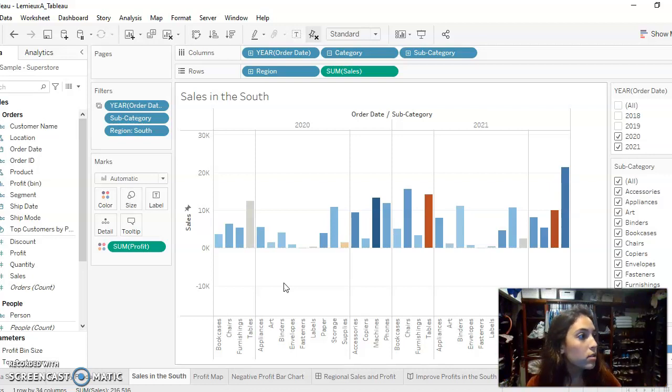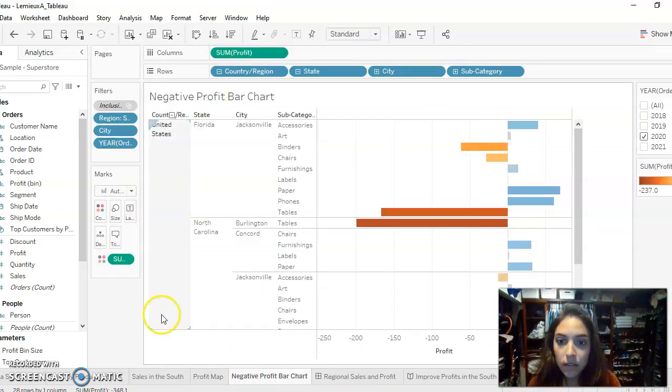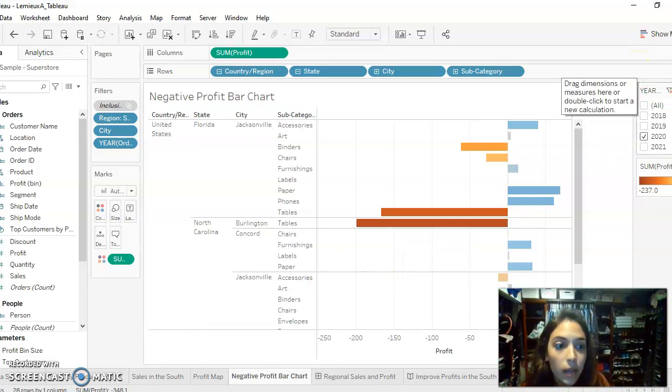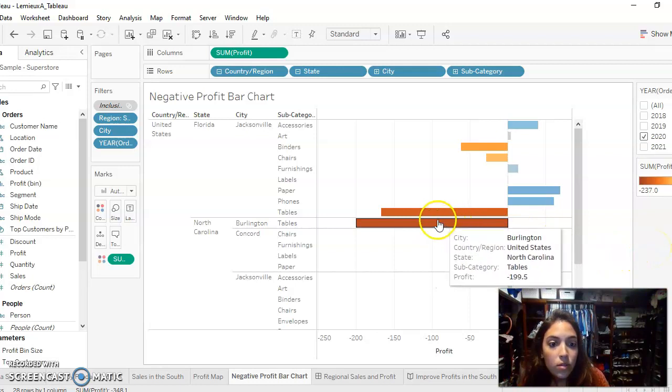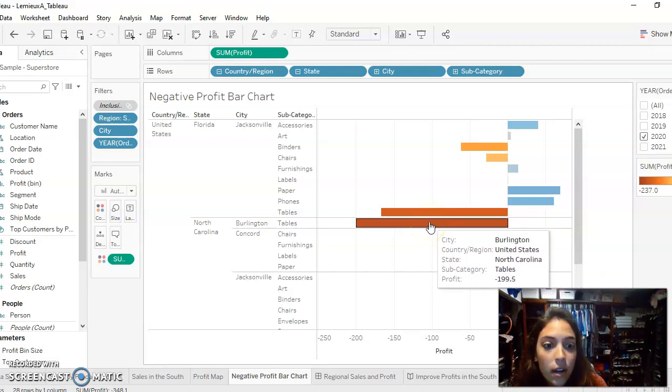Let's see, which one did I want to do next? The negative profit bar. This is obviously self-explanatory too. Tableau does a good job at making it easy to read. Yeah, you can definitely see tables is not really a big thing. Doesn't do good in the South. They do lose a lot of profit. You can see 199.5 in Burlington, North Carolina.